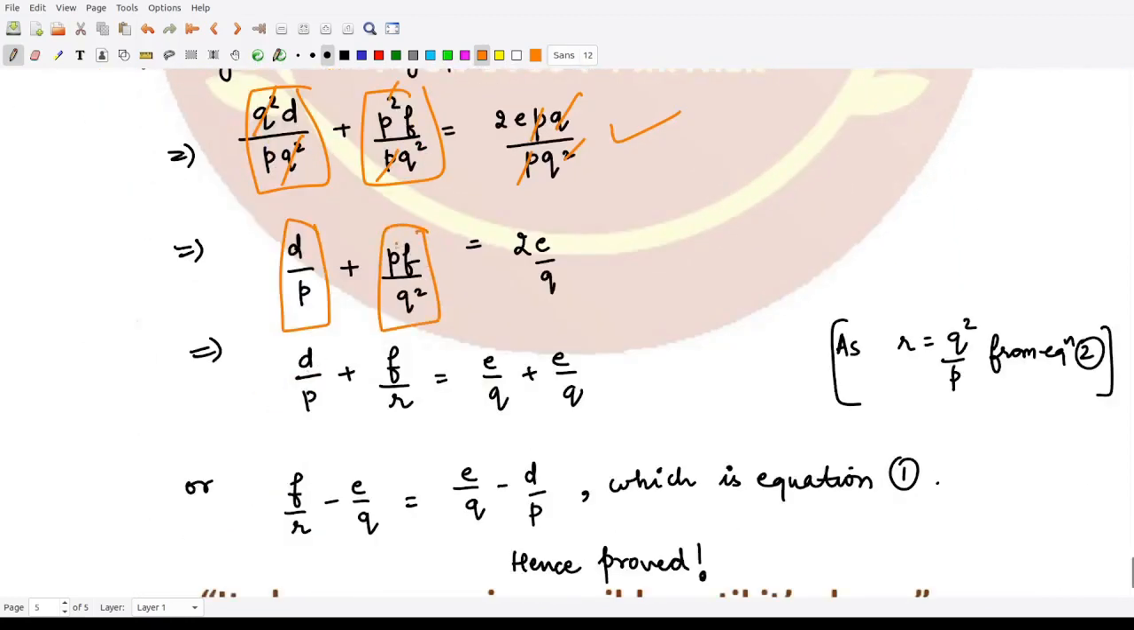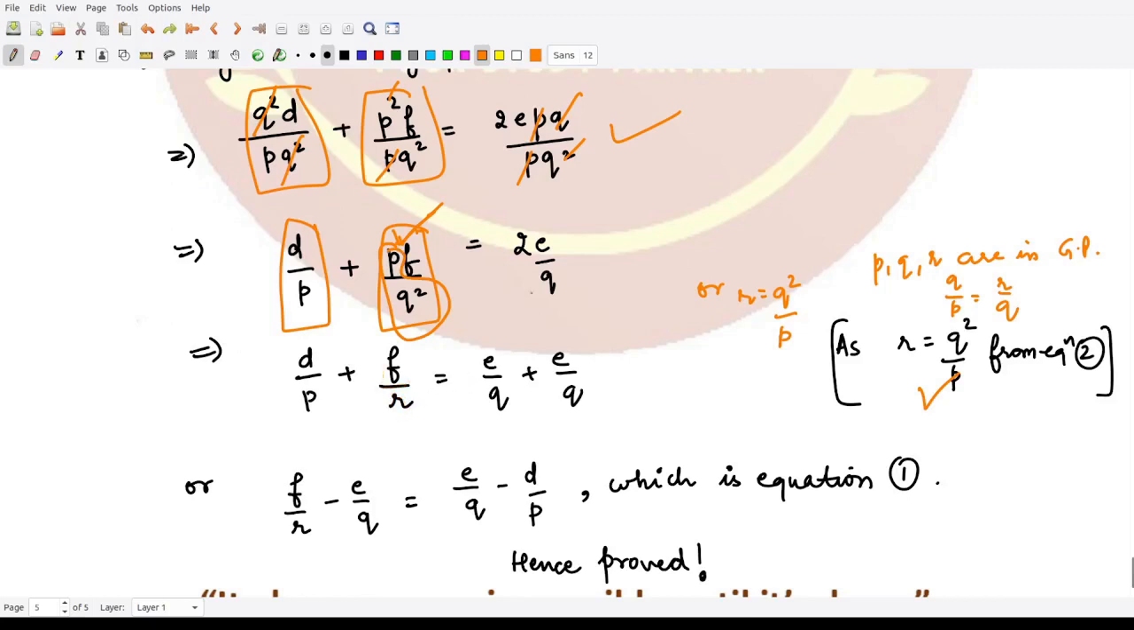So here also we have to make use of the given thing that the numbers p, q, r are in GP. If they are in GP, that means q upon p is equal to r upon q, or from here you have the value of r as q square upon p. So using this thing here, instead of this p upon q square, you can write 1 by r, right? This is what we have done here.